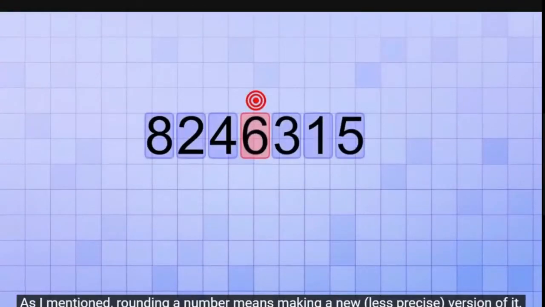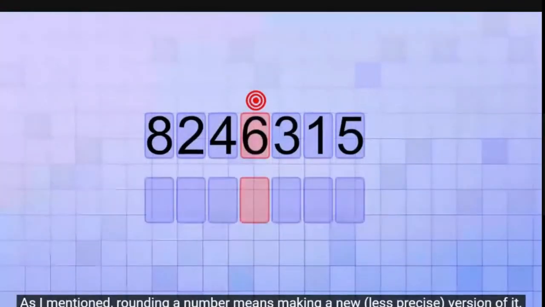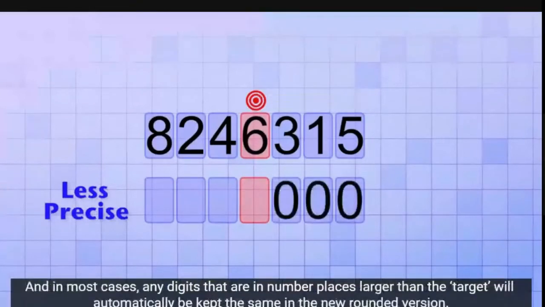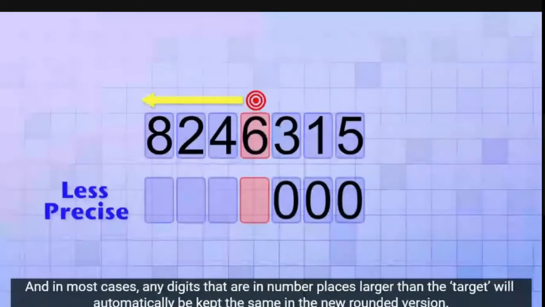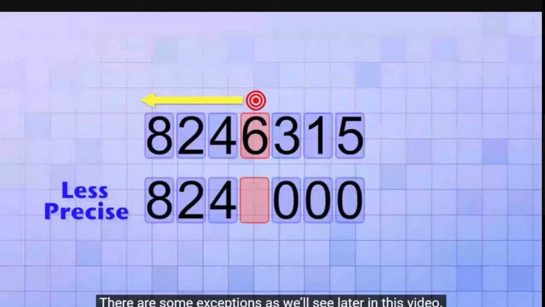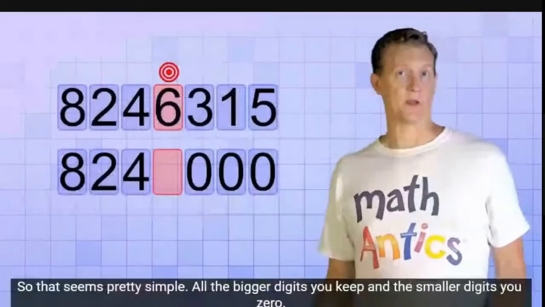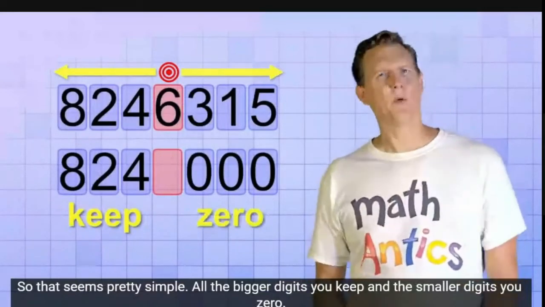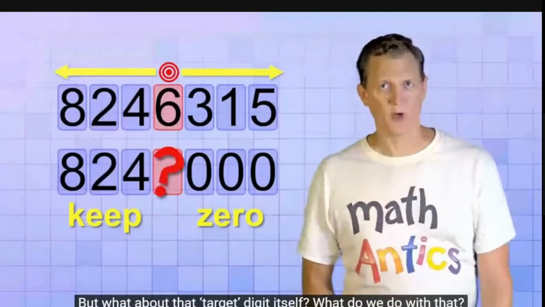As I mentioned, rounding a number means making a new, less precise version of it. In that new number, any digits that are in number places smaller than the target will automatically get replaced with zeros. And in most cases, any digits that are in number places larger than the target will automatically be kept the same in the new rounded version. There are some exceptions, as we'll see later in this video. So that seems pretty simple. All the bigger digits you keep, and all the smaller digits you zero. But what about that target digit itself? What do we do with that?